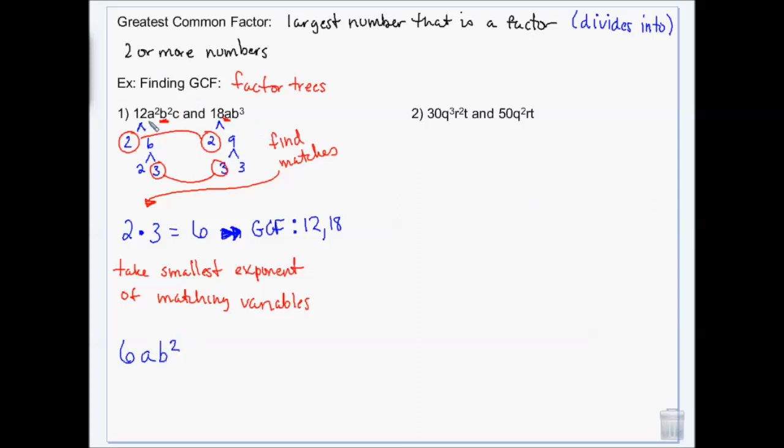Okay, so a is smaller than a squared, so I can't take a squared because a squared won't fit into both. Only a will fit into both. And then I have b squared and b to the third. Well, b squared will fit into both, but b to the third won't fit inside of a b squared. Does that make sense? C doesn't match. So it's only on the matching letters. So you take the smallest exponent version of the matching letters. So in this case, a was smaller than a squared, and b squared was smaller than b to the third, so that's where I got those. That's my GCF.